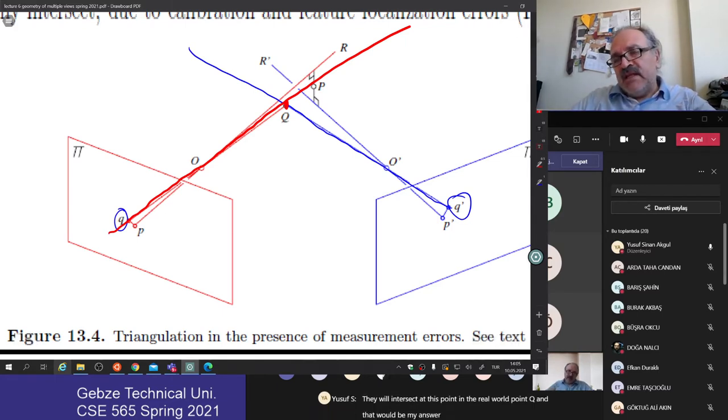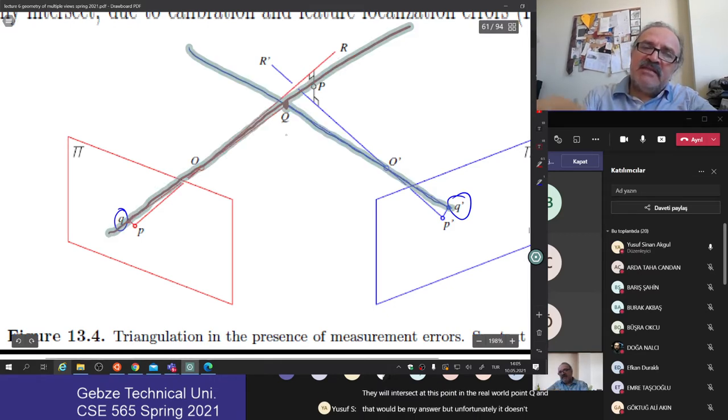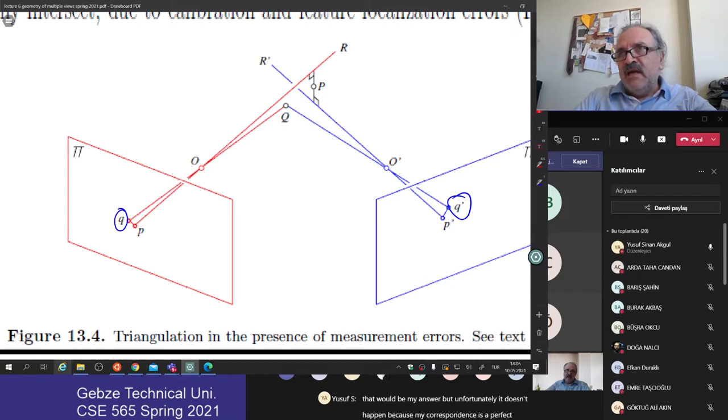But unfortunately, it doesn't happen because my correspondence is not perfect. I cannot find the exact correspondence because I am limited by the pixel precision, right? I cannot say half of this pixel matches half of the other one. So there will be problems with my calibration, and other problems related to noise.